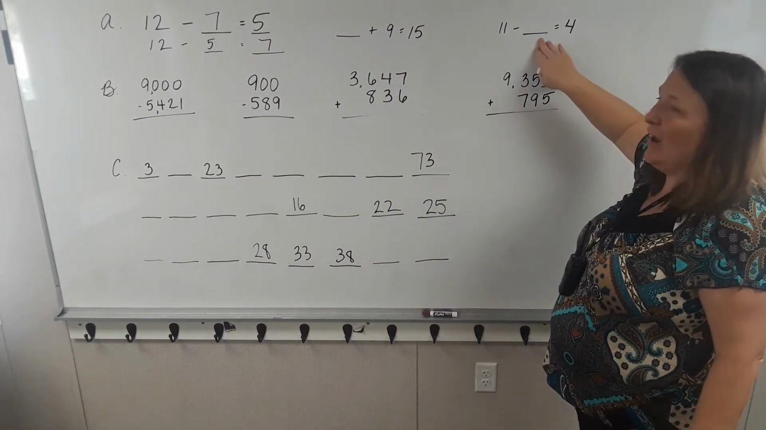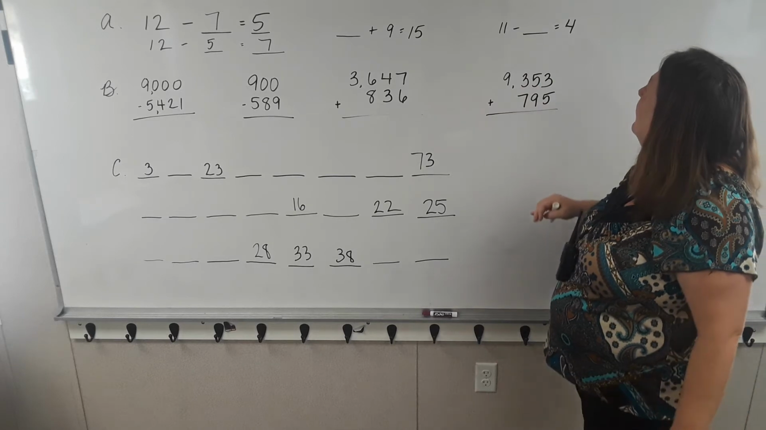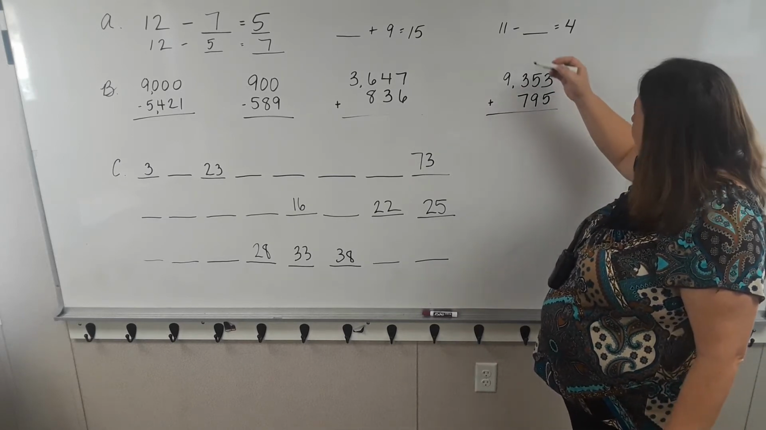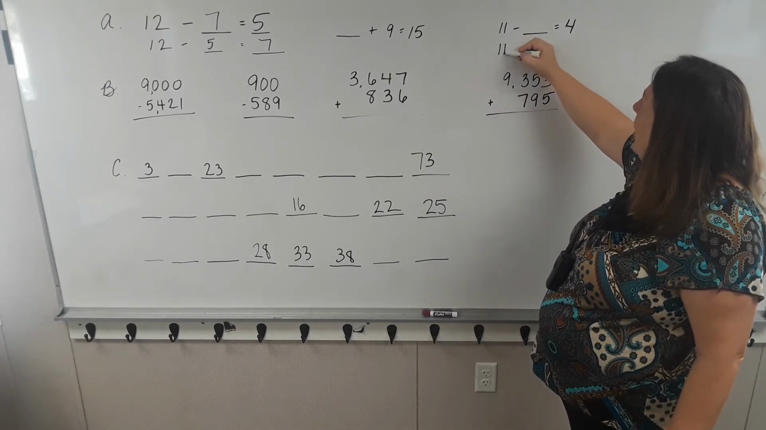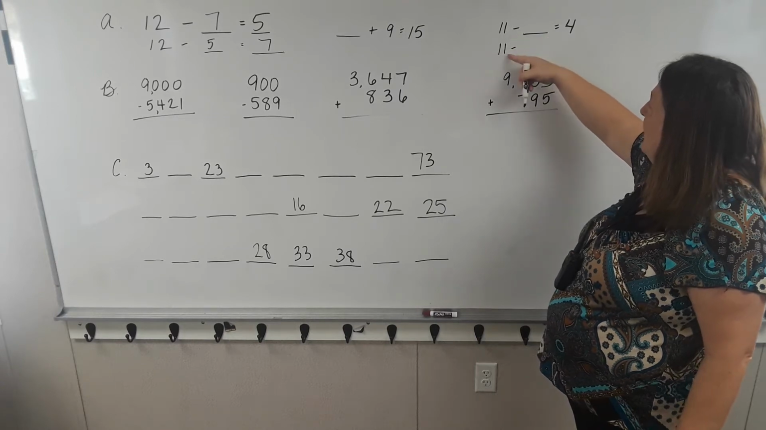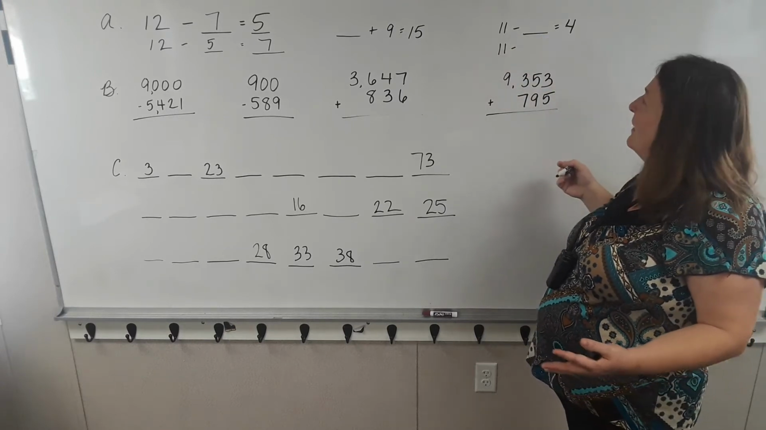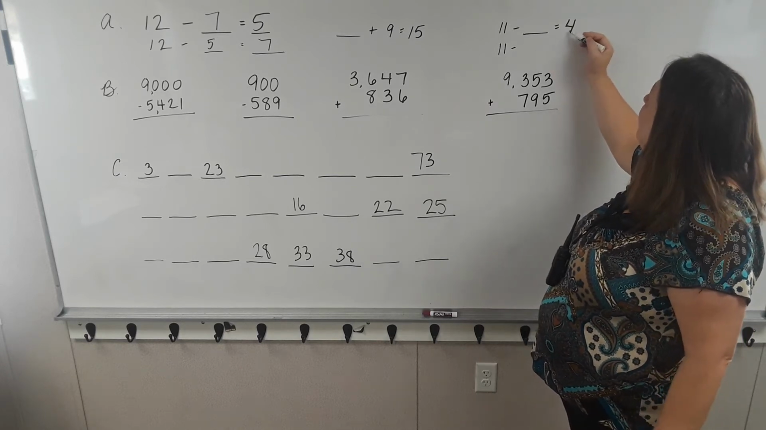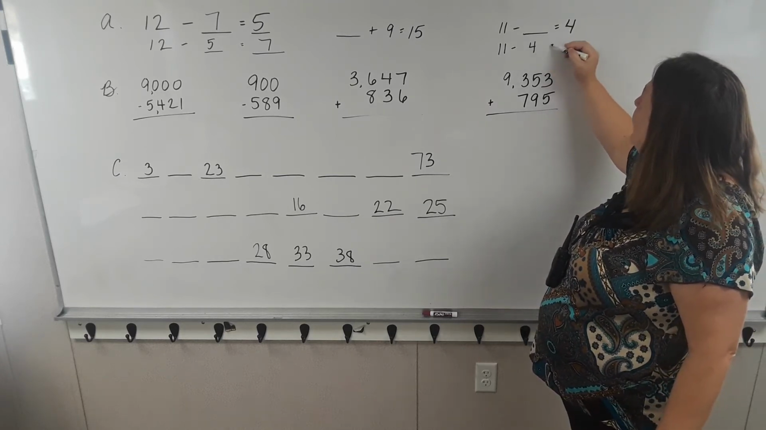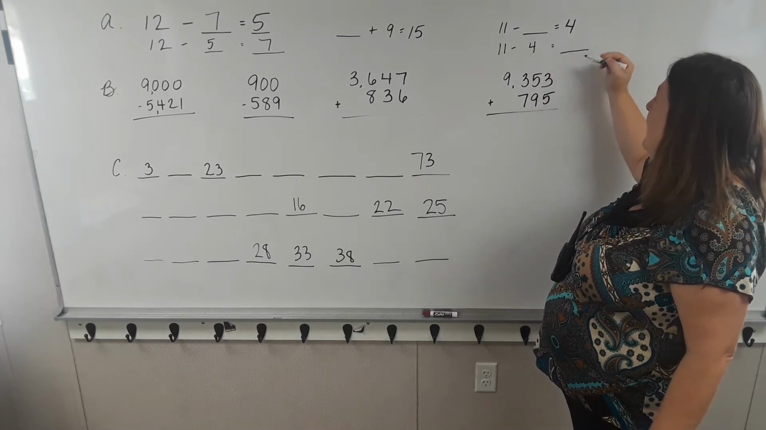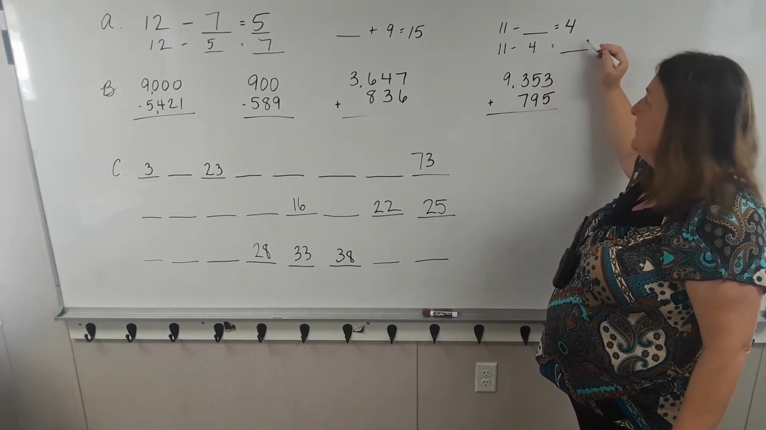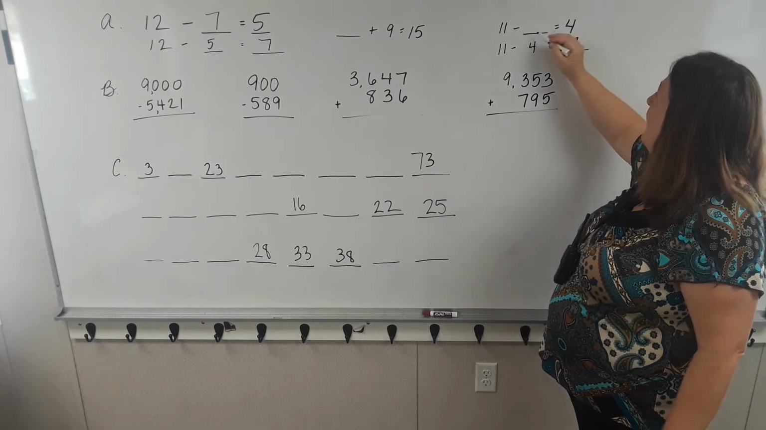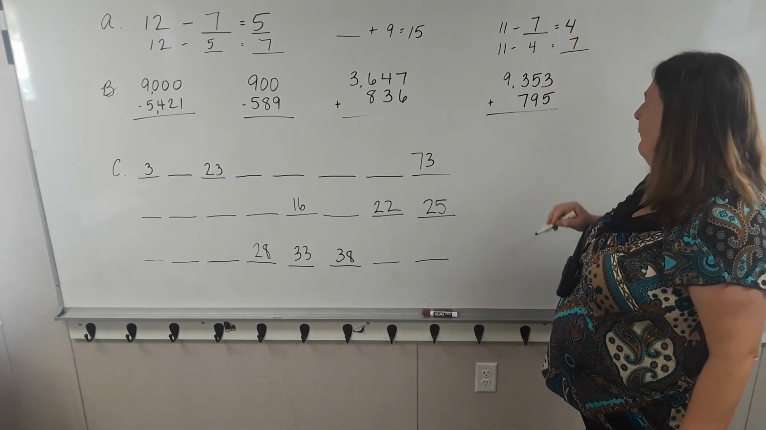Let's do the other subtraction one. What we know about subtraction families is you always subtract starting with the larger number because you can't subtract starting with a lower number. And this 4 needs to come over here so we can find the missing number. 11 minus 4 equals 7. 11 minus 7 equals 4.